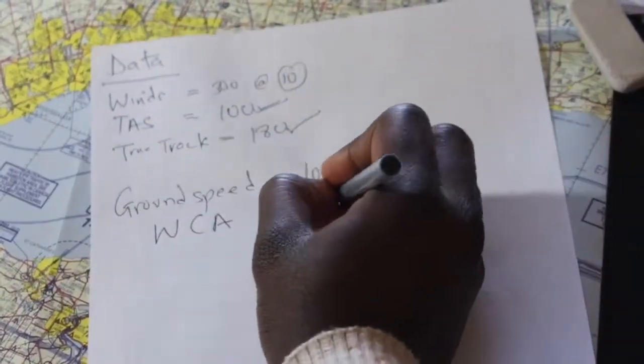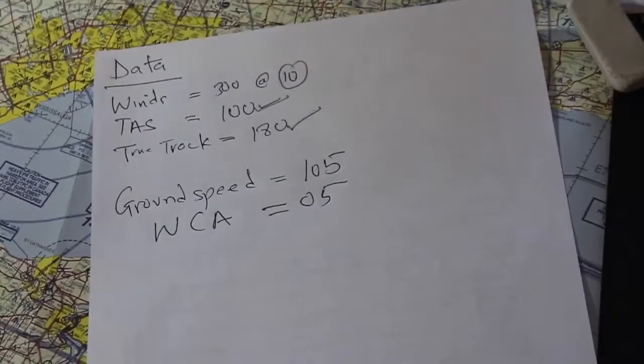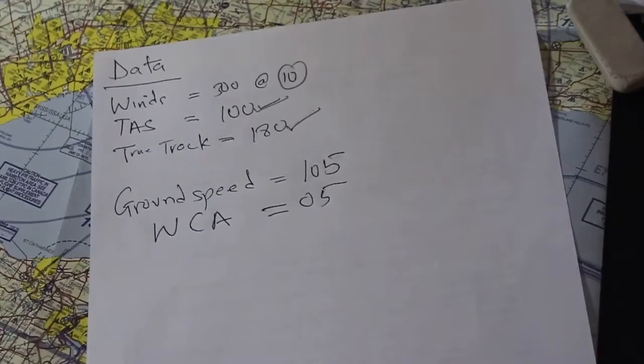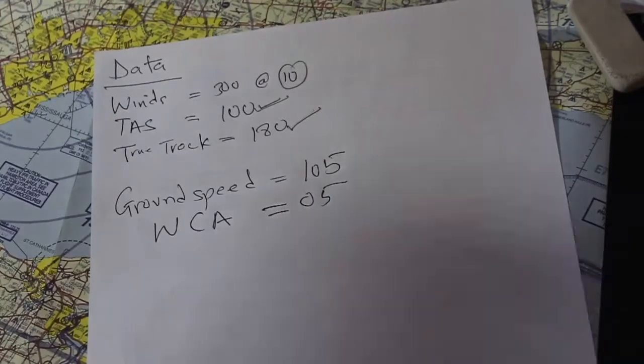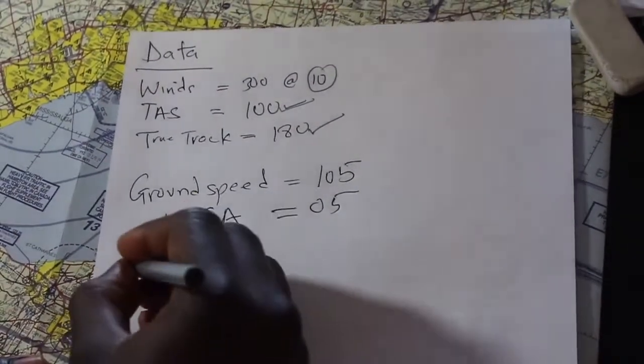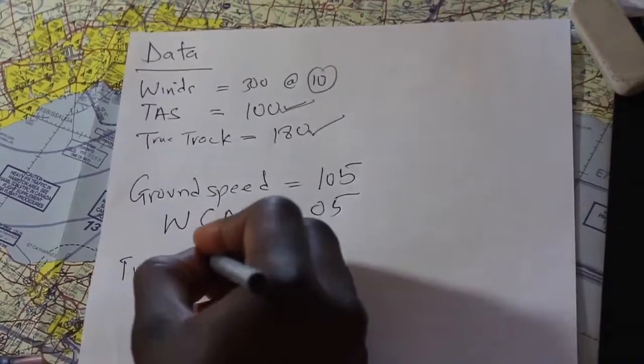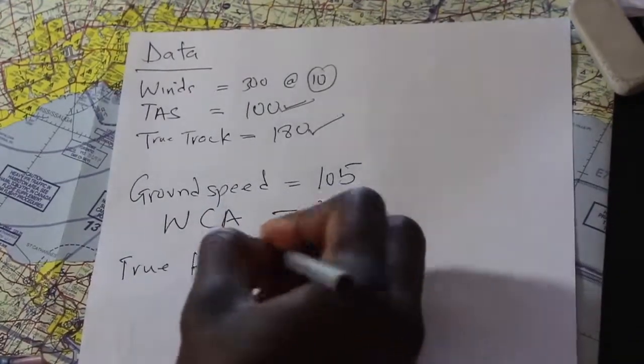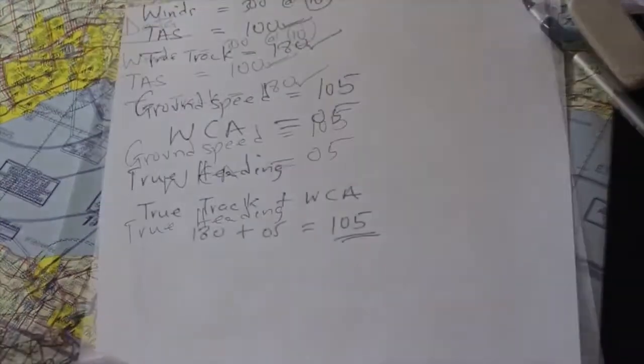My wind correction angle, now let's look at the dot. From the center, if the dot is to the left, it's going to be minus 5. If it is to the right, it's going to be plus 5. So in this particular question, we're going to see where our wind correction angle is. It is to the right, 5. So we have a wind correction angle of 5 degrees.